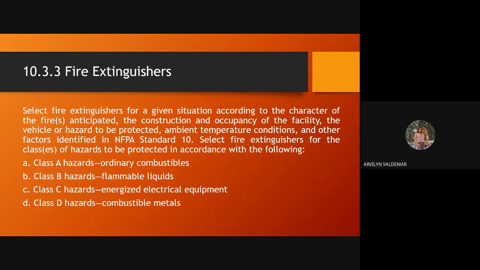Next is fire extinguishers. Select fire extinguishers for a given situation according to the character of the fires anticipated, the construction and occupancy of the facility, the vehicle or hazard to be protected, ambient temperature conditions, and the other factors identified in NFPA Standard 10. Select fire extinguishers for classes of hazard to be protected in accordance with the following. So, this is also the class A, B, C, D hazards from earlier.